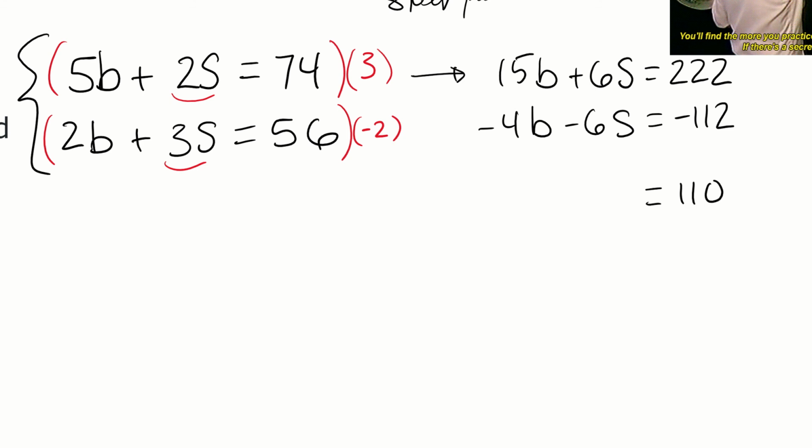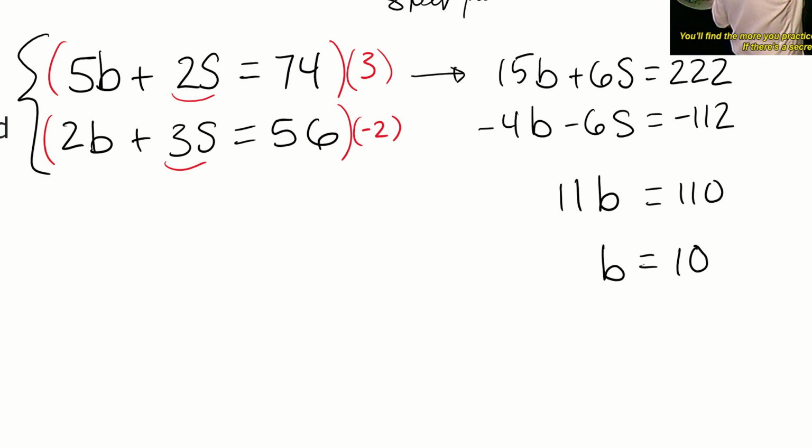My s's are going to be gone, right? So 6 times s plus -6 times s is 0. And I have 15 minus 4, which is going to be 11, positive 11b. So then 110 divided by the 11 tells me that there were exactly 10 containers of blue paint that were purchased. So b is 10.